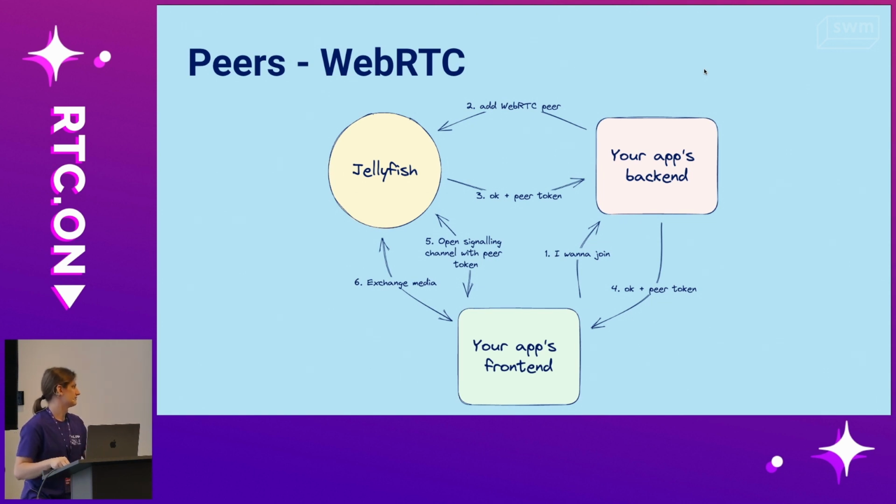Jellyfish will usually respond with confirmation with the peer token that you can see on the third arrow on the slide. Then your app's backend has to somehow pass the token to the client, and client can open a signaling channel, which is under the number 5 on the slide. The signaling is necessary for WebRTC to establish the connection because there needs to be exchange of some metadata that is necessary to then start sending the media. And like I said, the WebRTC peer would usually mean, for instance, maybe a participant in a meeting in your video conferencing solution.